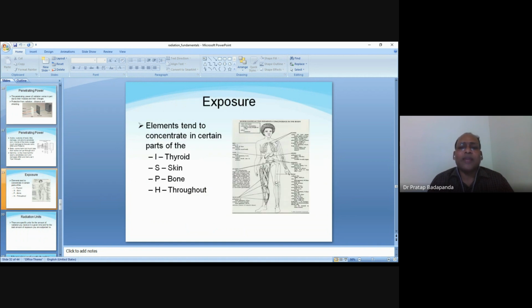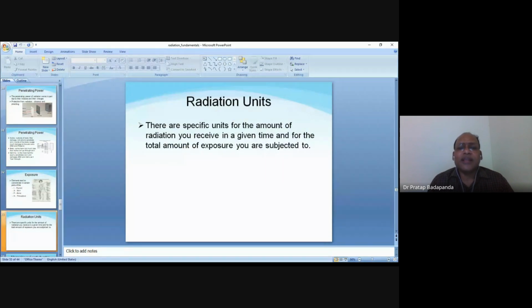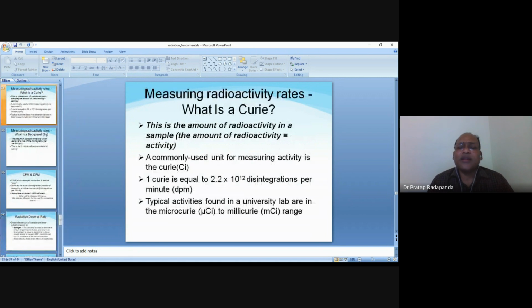Exposure: elements tend to concentrate in certain parts, such as the thyroid, skin. You see that picture where it is written bone and throughout. So radiation units: there are specific units for the amount of radiation you can receive in a given time and for the total amount of exposure for the subject. The measuring of radioactive rates is an important area.